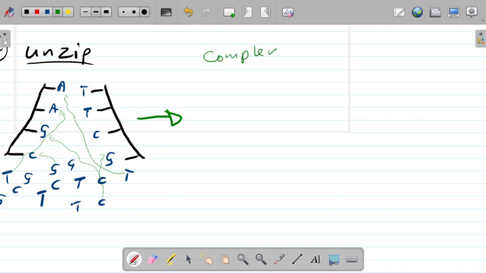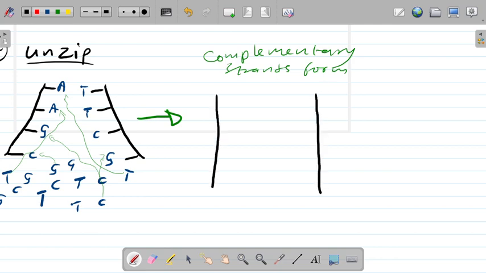So complementary strands form from the free nucleotides. Remember, originally we had this original strand, 1 2 3 4, 1 2 3 4, right?